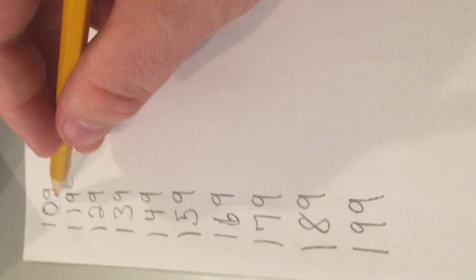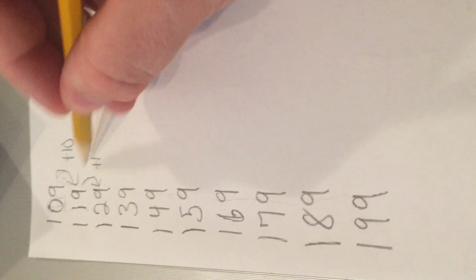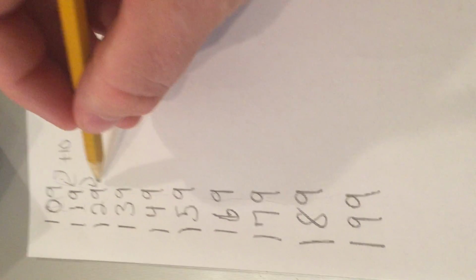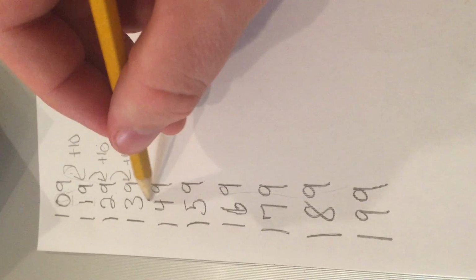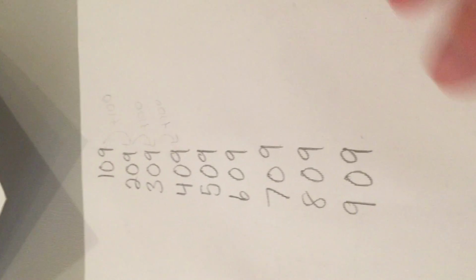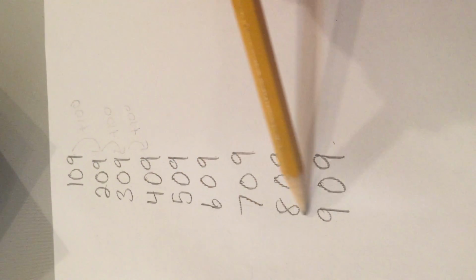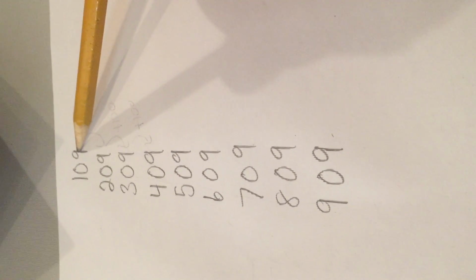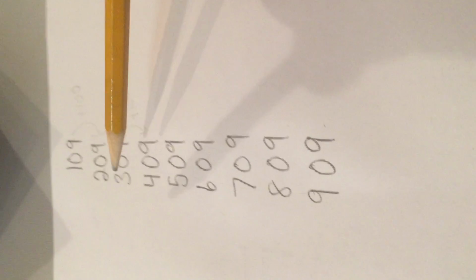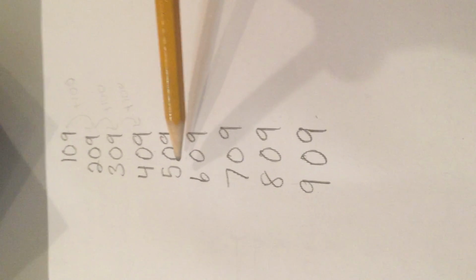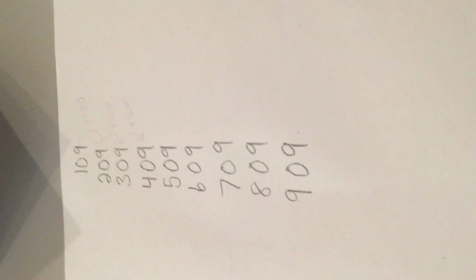You add 10 to 109, you get 119. You add 10 to 119, you get 129. You add 10 to 129, you get 139. You just increase the tens value by 1. And for increasing by 100, you only increase the hundreds place. 109 plus 100, 209, plus 100, 309, plus 100, 409, plus 100, 509. And so adding 10 or 100 to any number mentally is actually quite easy.